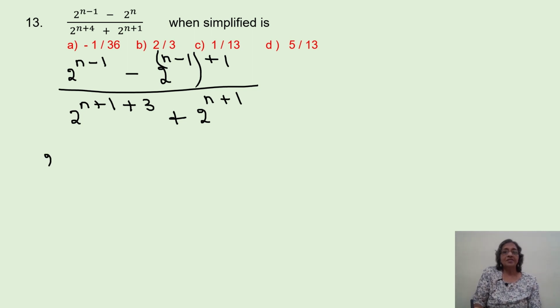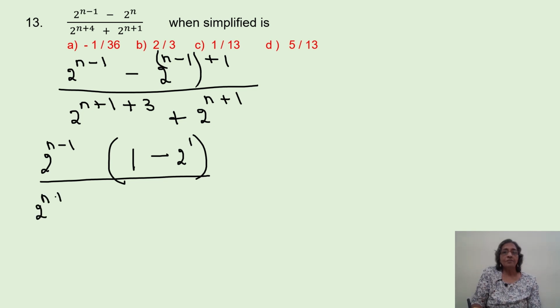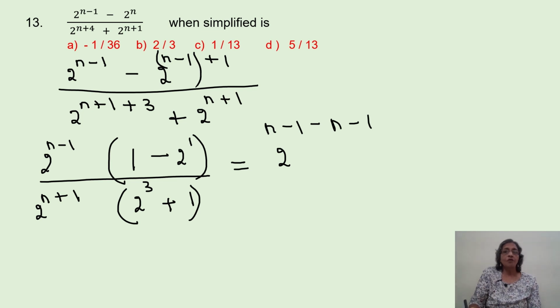Like we did in the previous sum, I'm going to take out 2 raised to n minus 1 common. So I'm left with 1 minus 2 raised to 1 upon. In the next step, I am going to take out 2 raised to n plus 1 common. So I'm left with 2 raised to 3 plus 1. So using my laws over here, this will become 2 raised to n minus 1 minus n minus 1. This is only for this part over here.